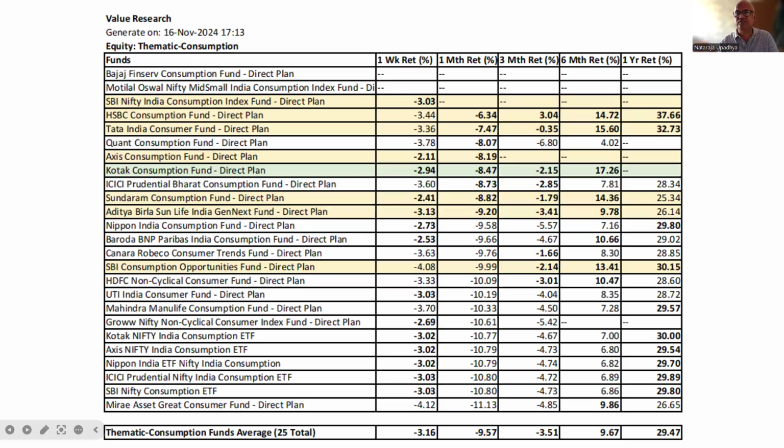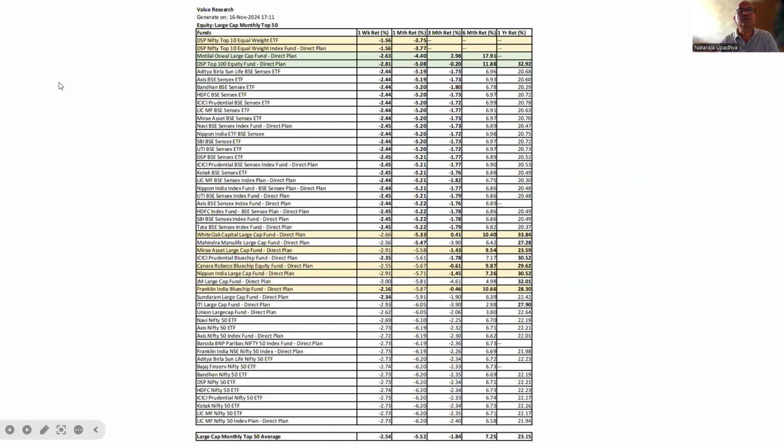Next is Consumption Funds, 29.47% return for the year. First 3 timelines negative returns. Only one in green, Kotak Consumption Fund, but it's a reasonably new fund, so 6 months return is 17.26%. Next one is Large Cap Monthly Top 50.